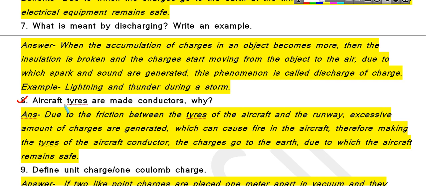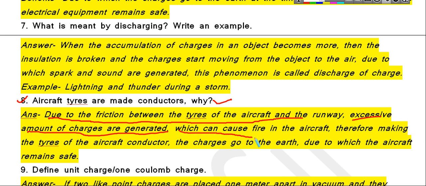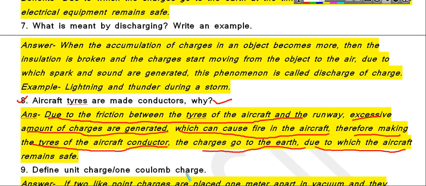Question number 8. Aircraft tires are made conductors. Why? Due to friction between the tires of the aircraft and the runway, an excessive amount of charge is generated which can cause fire in the aircraft. Therefore, by making the tires of the aircraft conductor, the charges go to the earth, due to which the aircraft remains safe.